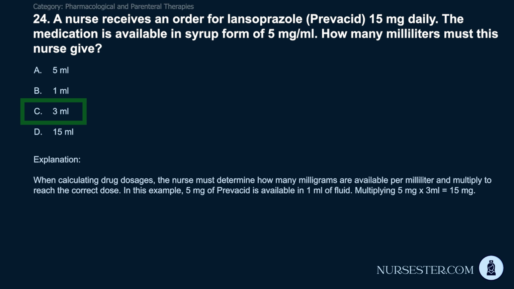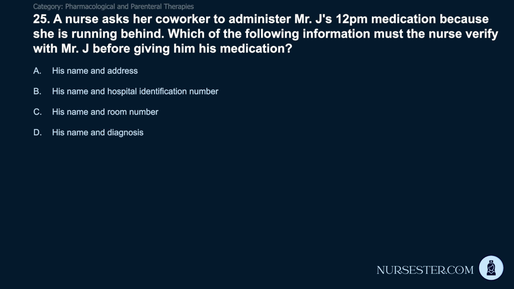When calculating drug dosages, the nurse must determine how many milligrams are available per milliliter and multiply to reach the correct dose. In this example, 5 milligrams of Prevacid is available in 1 milliliter of fluid. Multiplying 5 milligrams x 3 milliliters equals 15 milligrams.